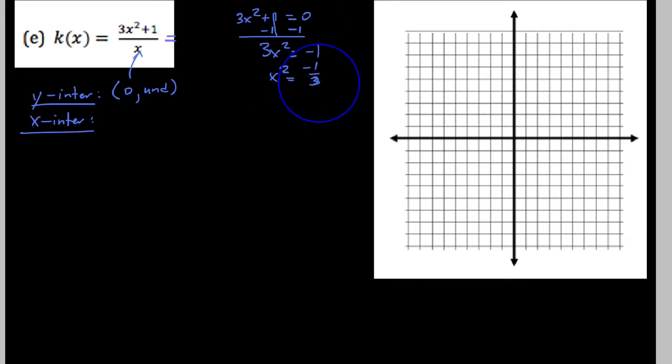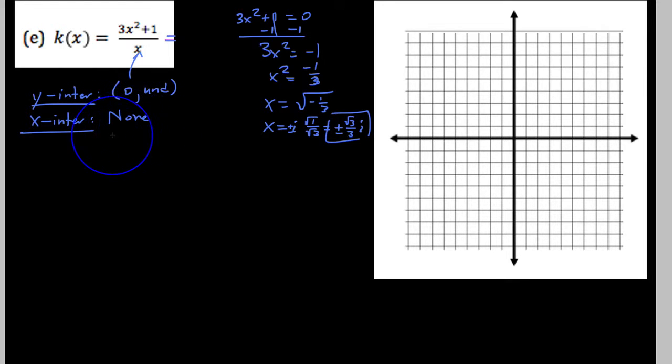I'm going to stop here, because when I take the root of this, I get plus or minus i times the square root of 1 over the square root of 3, which is plus or minus root 3 over 3, i, when you rationalize it. The point I'm driving at is this: there are no real numbers for which this is going to hit the x-axis, so we say none. It has no x-intercepts. So I know something about my graph: it never hits the y-axis, never hits the x-axis.